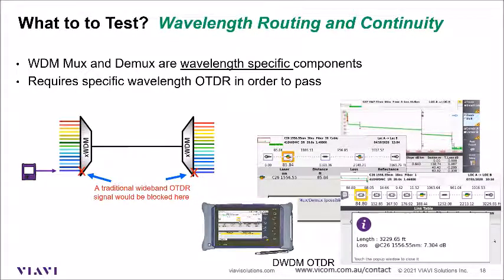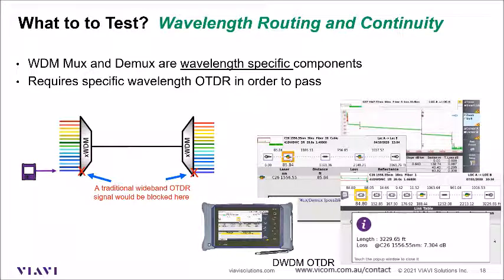So what to test next? One of the benefits of DWDM is that you can run multiple wavelengths over the same fiber. From a testing standpoint, if you use a traditional OTDR, your OTDR will probably run on 1310 or 1550 or 1490 or 1625, and what will happen with the muxes and demuxes is that as soon as they see that wavelength, they will block it, because it is not the wavelength that they are designed to pass through.